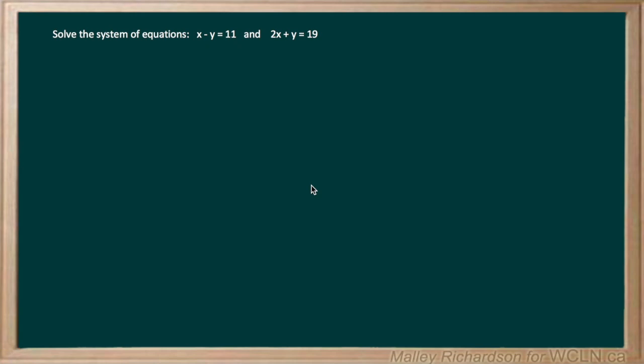In this example, we want to solve the system of equations. Our first equation is x minus y equals 11, and our second equation is 2x plus y equals 19. So using these two equations, we are going to apply elimination.